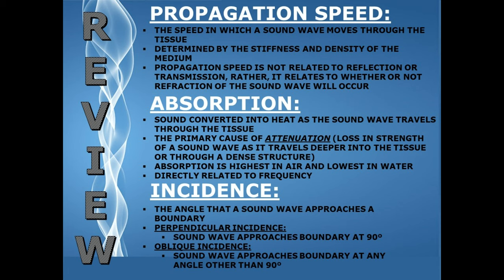Incidence. The angle that a sound wave approaches a boundary is known as the angle of incidence. There's two types of incidence. Perpendicular incidence, which occurs when a sound wave approaches a boundary at exactly a 90 degree angle, and oblique incidence. And this is when a sound wave approaches a boundary at any angle other than 90 degrees.